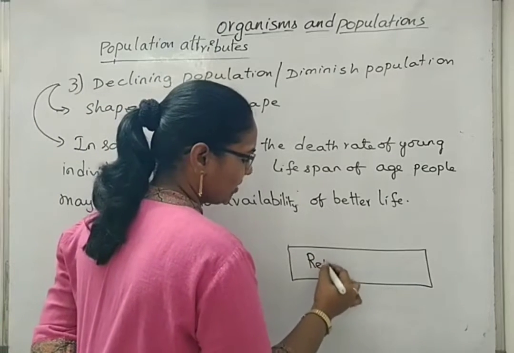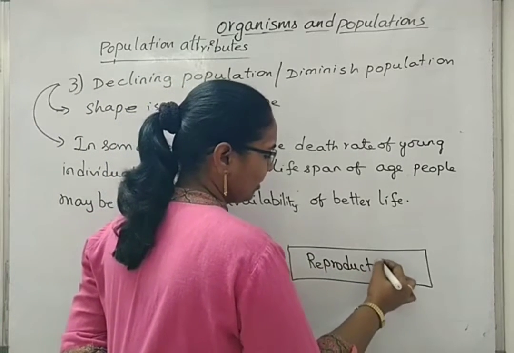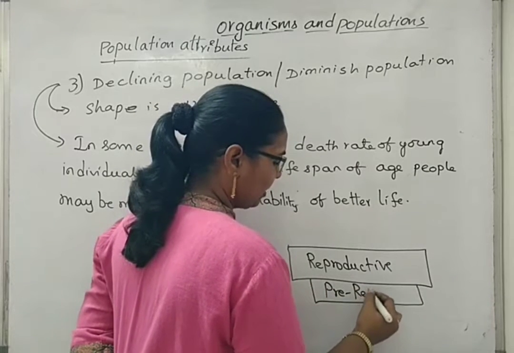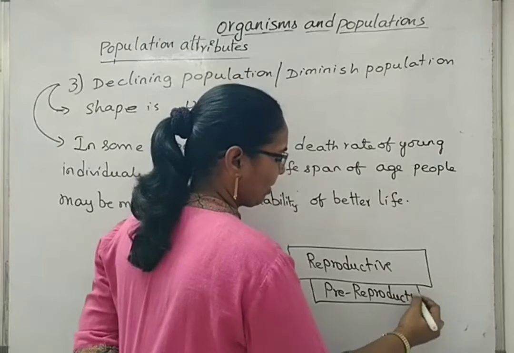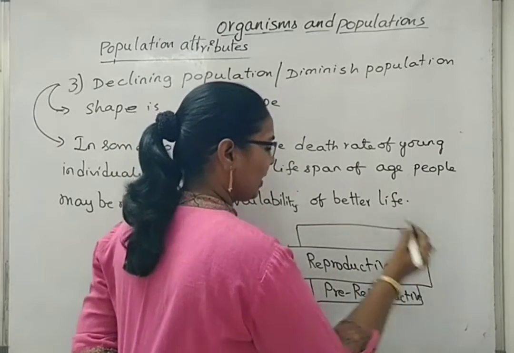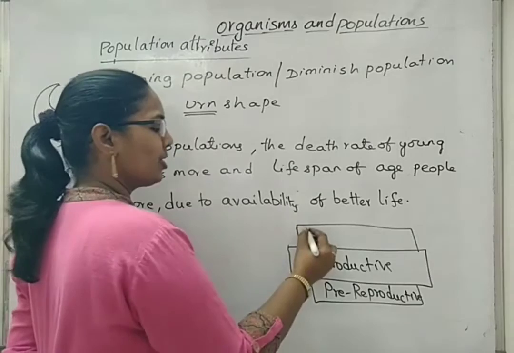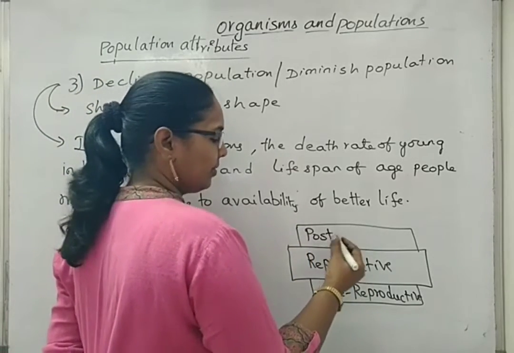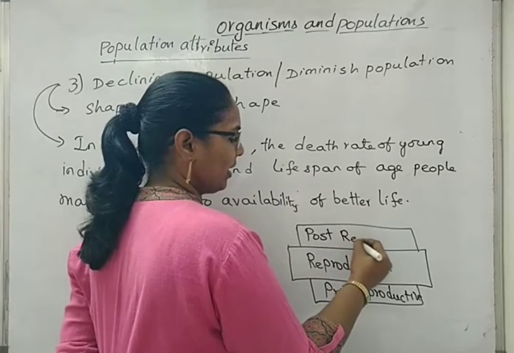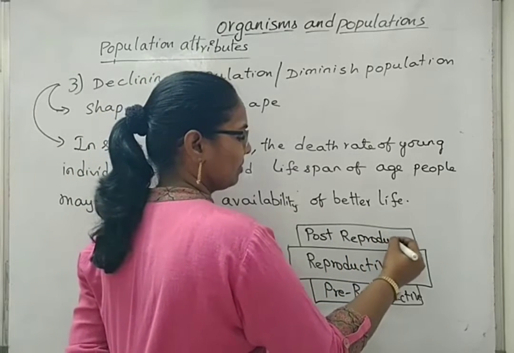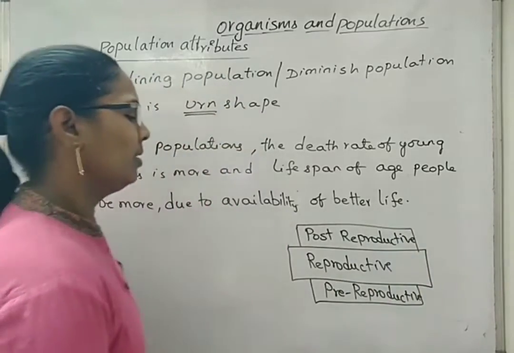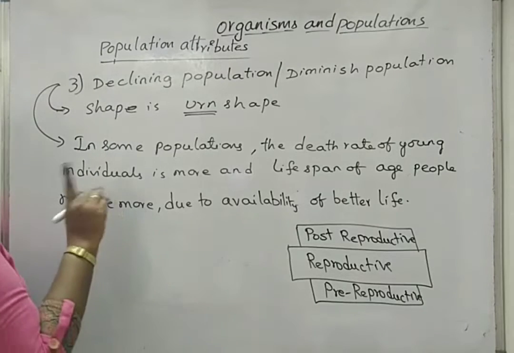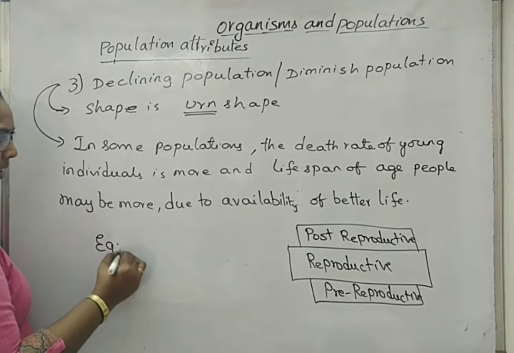We can write this one as reproductive aged individuals and young ones are less. Pre-reproductive. Though the lifespan is more, the number of post-reproductive individuals is less in the graph, because naturally the death rate will exist in post-reproductive aged individuals. This is considered as the urn shaped declining population. Example, we can take the country Japan.